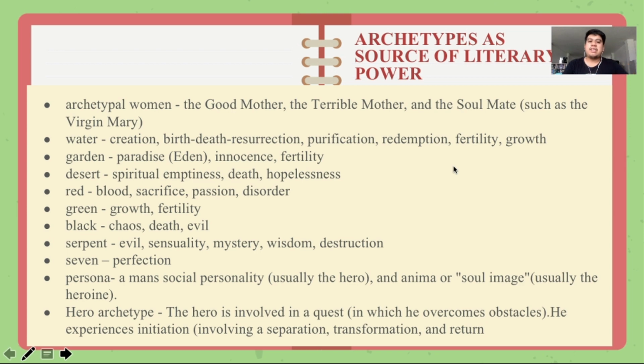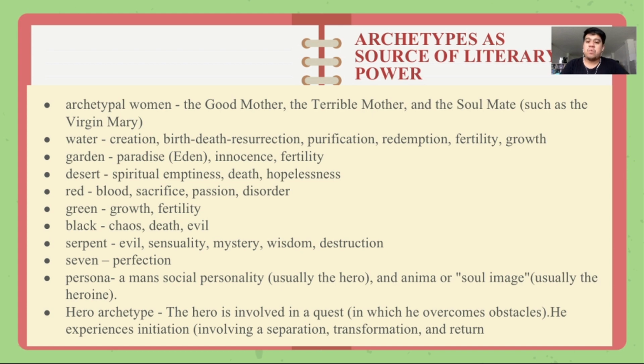So these are the archetypes as source of literary powers. These are the things that we have to consider in understanding literature. So whenever we see these archetypes, it's easy for us to give interpretation because these are the recurring patterns which might be visible in the literary text.